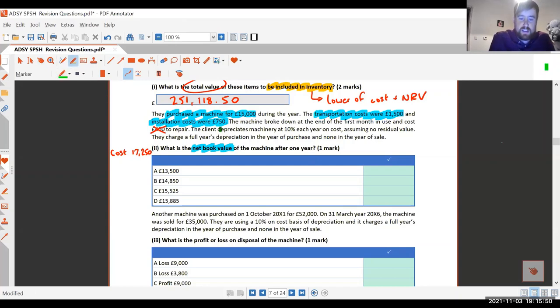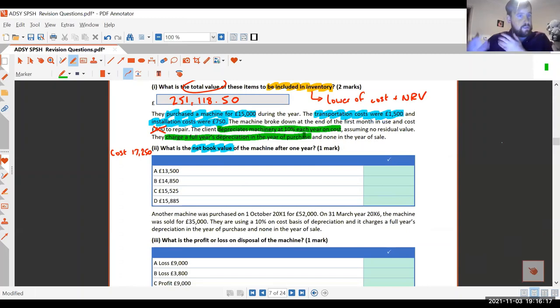It tells us that we depreciate 10% on cost. So we've got our cost figure at the top here. We're looking at 10% depreciation. There's no residual value. Good to know, means we don't have to factor that in. But the other important bit for us is that we charge a full year's worth of depreciation here in the first year of purchase.